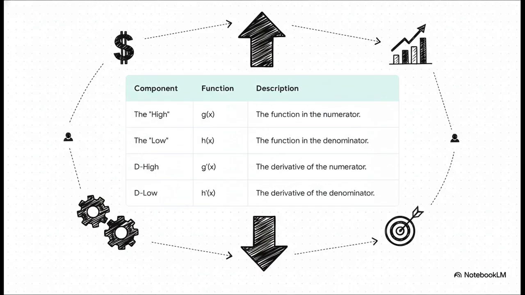We call the numerator function, g of x, the high part, and the denominator, h of x, we call the low part. So it follows that their derivatives, g prime of x and h prime of x, become d high and d low. By breaking the problem down into these four distinct pieces, any complex-looking ratio becomes a lot easier to handle. Our job just becomes identifying these four parts correctly before we try to put the puzzle together.